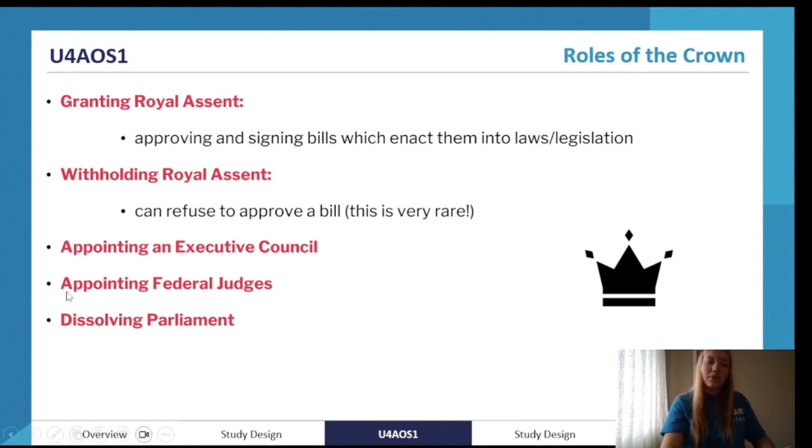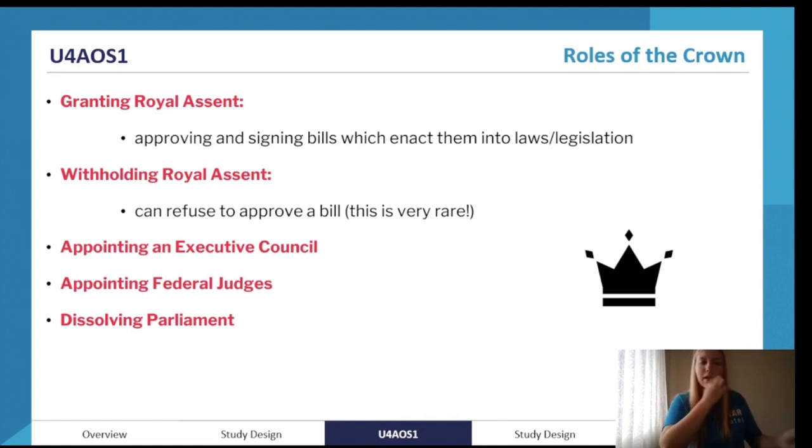They also appoint an executive council. This is our government, so this is a formal step. Those members of the lower house that formed the majority of seats after an election will be appointed as the executive council by the Governor General, meaning simply that they will have executive powers, which we will also look at later.